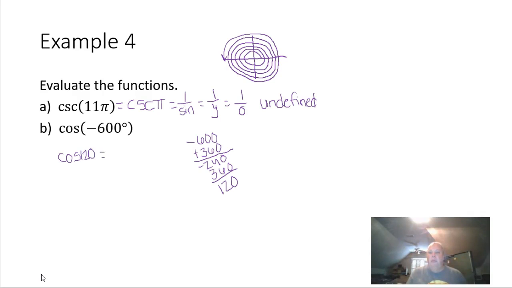And the cosine, remember, is just going to be the x-coordinate. So at 120 degrees, the x-coordinate is negative 1/2.